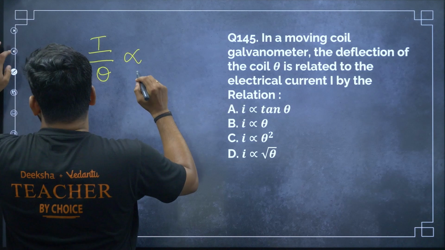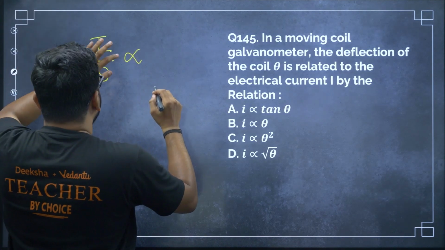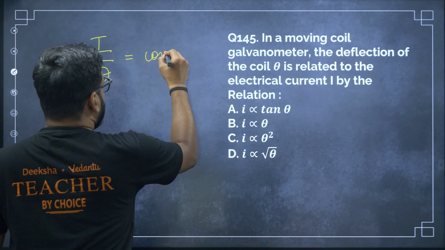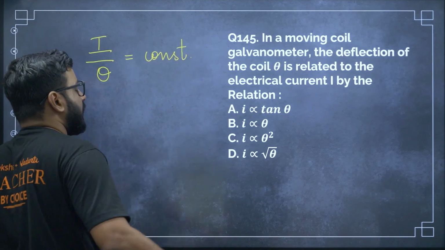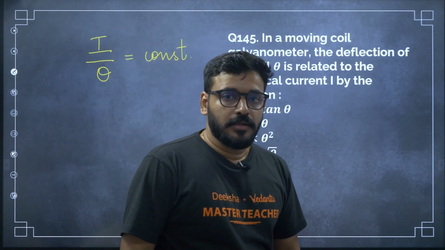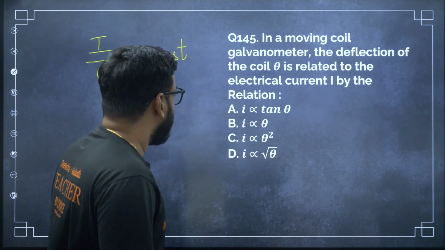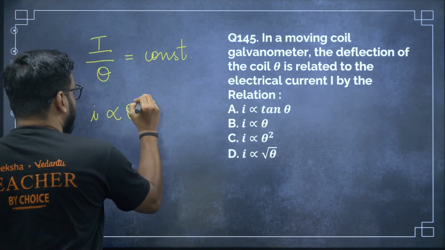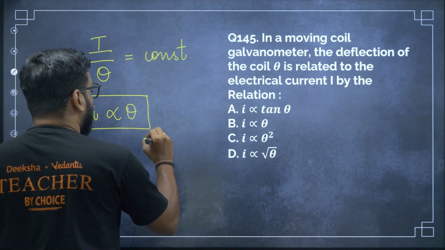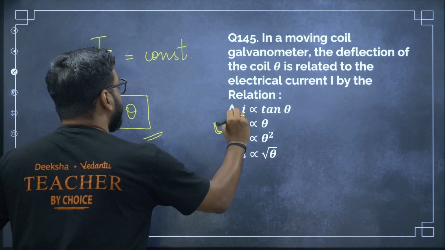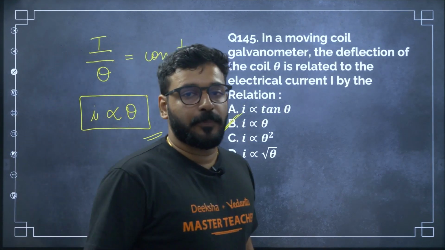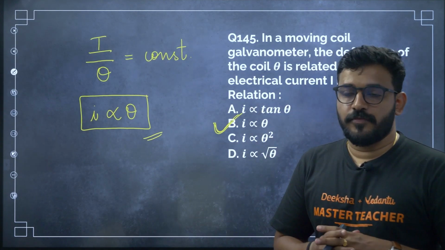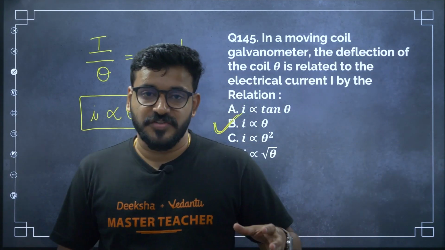I by theta is a constant. It's called the galvanometer constant or figure of merit, the amount of current flowing per unit deflection. This itself gives you the answer that current is directly proportional to theta. No other variation or possibility. Current is directly proportional to theta in a moving coil galvanometer. So it's a very simple, straightforward question, and there is no chance of doubt here.